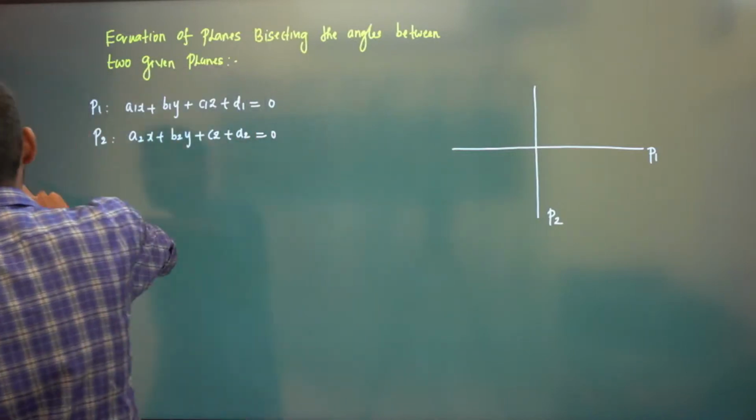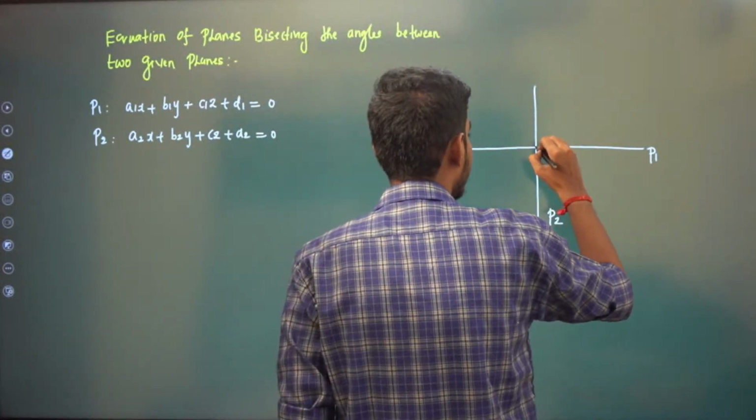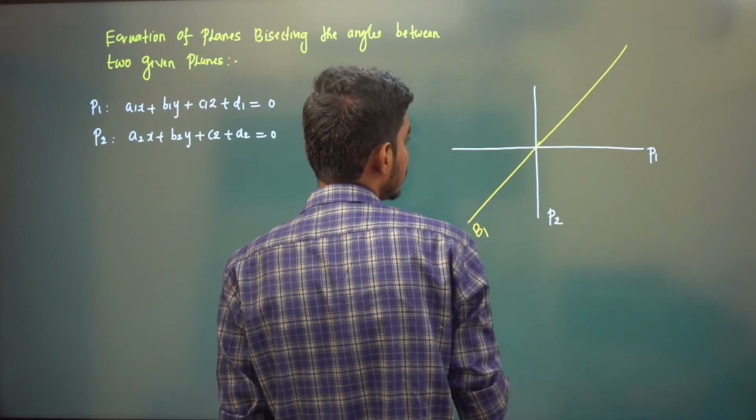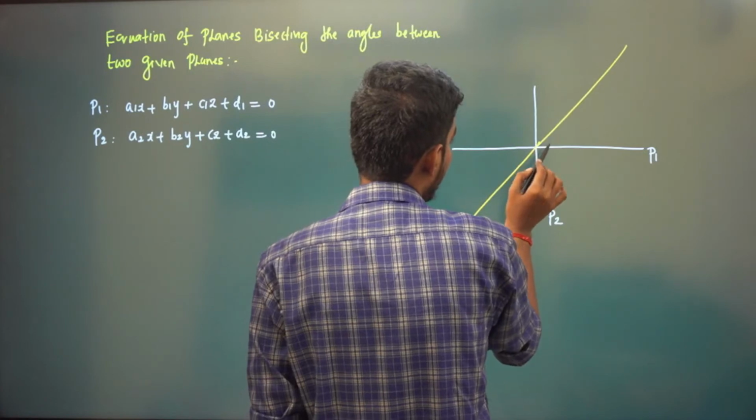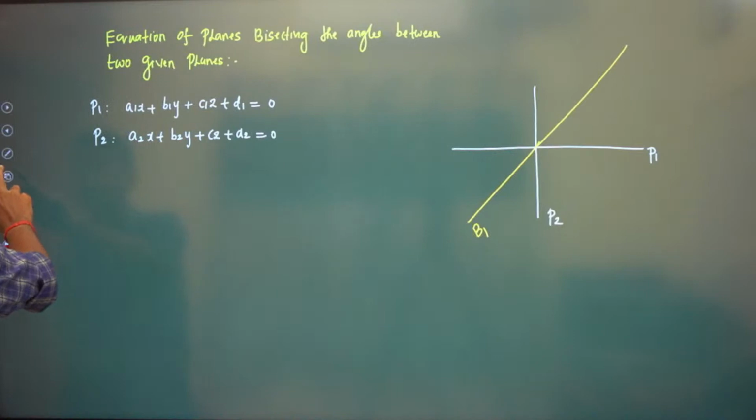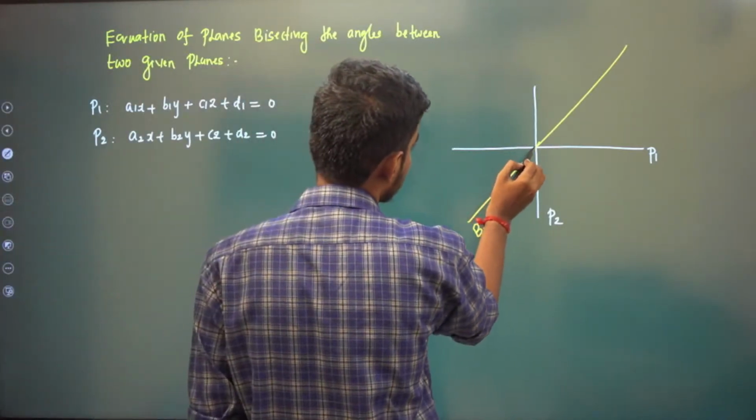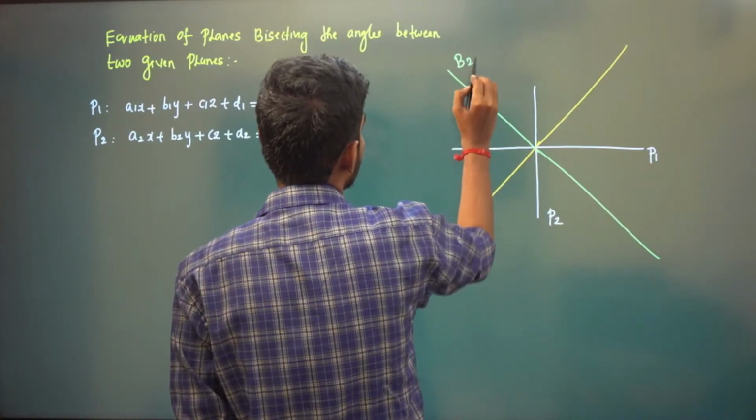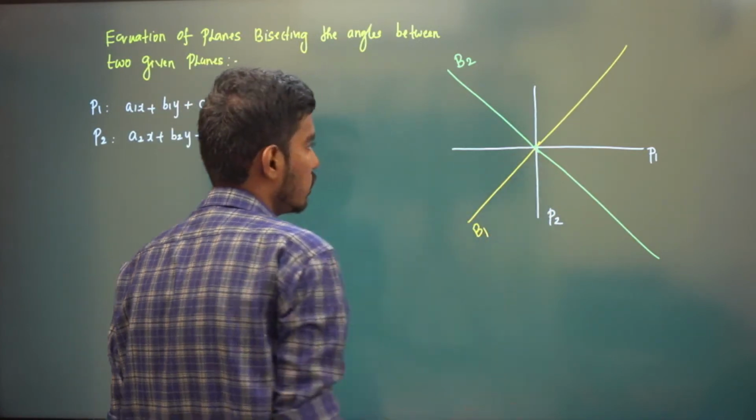The first plane is this, let's call this B1. This is the first plane which bisects this angle. Now similarly, you can draw one more plane also. What is that one more plane? One more plane is this. So you can find two planes that bisect the angle between two given planes.